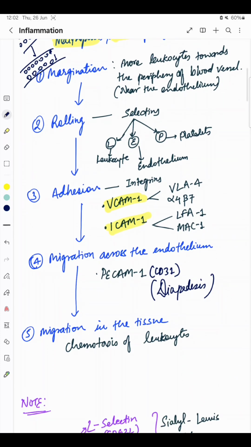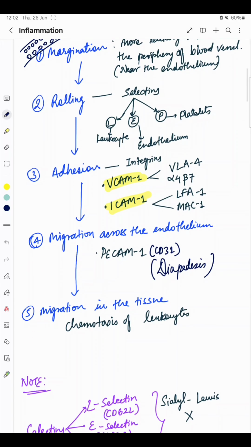Now once these leukocytes are in the interstitium, they reach the site of injury or site of inflammation with the help of chemotactic signals. Chemotactic signals are released by the macrophages or microbes to attract the cells to the site of infection or inflammation.